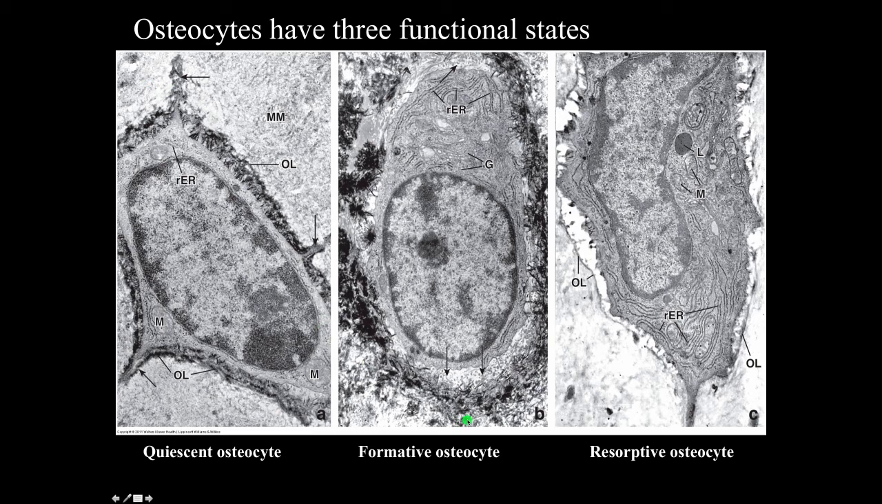Here's a formative osteocyte. Lots more rough ER and even Golgi. And then the resorptive osteocyte. Again, some rough ER, perhaps some Golgi profiles, but you can begin to see profiles of lysosomes.